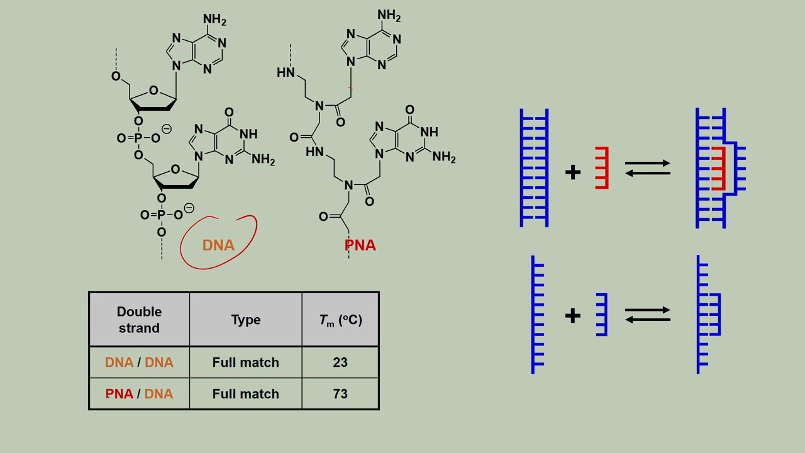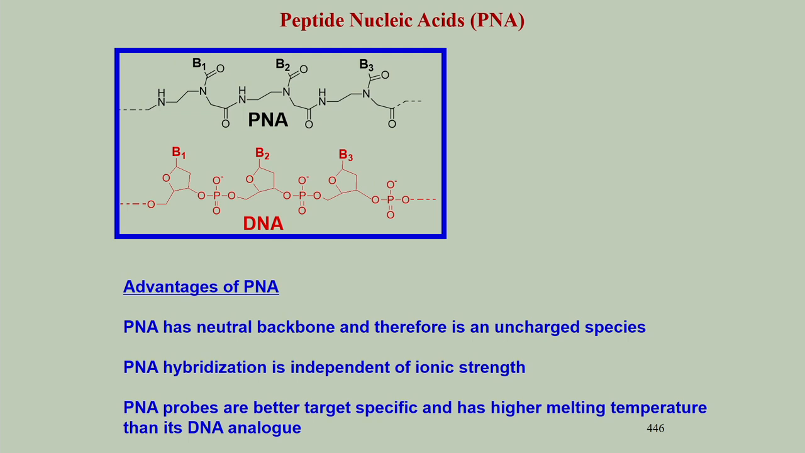See here, double strand: if you have a DNA-DNA double strand, full match, then the temperature is 23 degrees Celsius. If you consider that this DNA-DNA has a 23 degrees Celsius melting temperature, the same length using a PNA instead of this DNA, full match, has a melting temperature around 73, so high, a huge difference. And these are the patterns. Thermodynamically patterned, this one is thermodynamically favorable, this one is of course thermodynamically favorable. This we can discuss in the next class. So this is how PNA can be used as a molecular probe to make different designs and to find out the mutations in the cells. This week I can discuss very briefly.